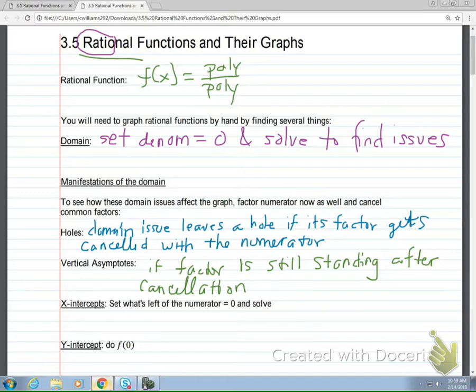Okay, so you're going to do f of 0. So that's not new. It's always f of 0. You want the y-intercept, you always do f of 0. I don't care what the thing is.